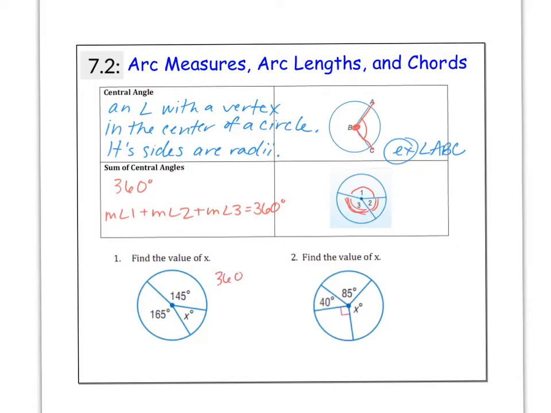So on number 1, I just took 360 minus 165 minus 145, subtracted those both from 360, and I had 50 degrees left. So x was 50. And then on number 2, I started with 360, I subtracted 85, I subtracted 40, and I subtracted the 90, that red angle there. And after I subtracted all of those, I had 145 degrees left for x.